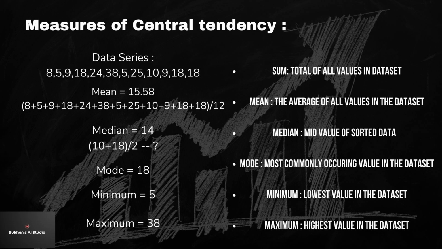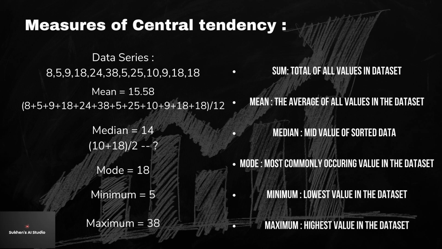Median is nothing but the middle value of sorted data. First we sort the data in ascending order and then we find the middle value. If the dataset has an even number of values, we take the two middle numbers and divide their sum by 2 to get the median. Mode is the most commonly occurring value in the dataset. So here we have 18, which occurred the highest number of times. So the mode here is 18.